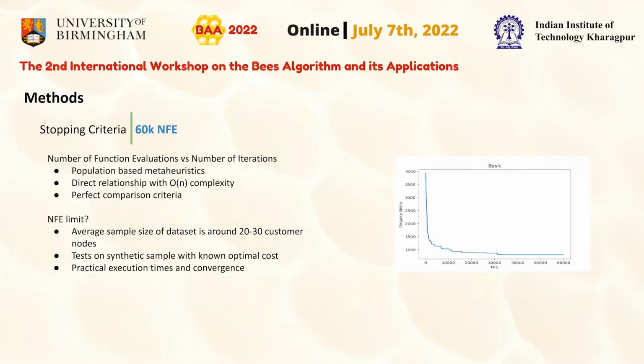We chose the samples such that the number of customer nodes are in the same range as the samples in the GVRP datasets. We can see in the convergence graph that the basic Bees algorithm converges at around 40,000 function evaluations. We took 60,000 as the stopping criterion so as to accommodate other algorithms.